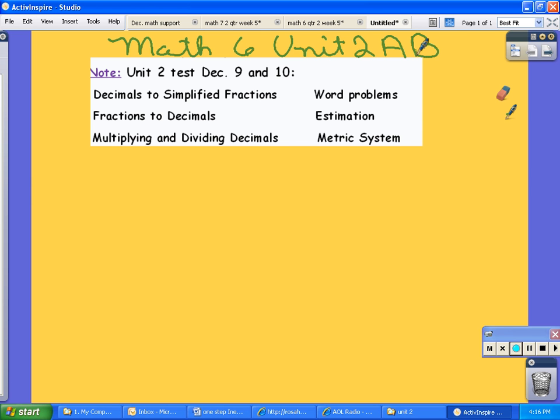It's a mixture of all of these things: changing decimals to simplified fractions, changing fractions to decimals, multiplying and dividing decimals, and also adding and subtracting decimals, word problems that will use all of these items, estimation, and the metric system. So for example, a metric system question could be, you have 500 grams of flour. How much is that going to be in milligrams? So something as simple as that, and the kids would have to go ahead and figure that out.